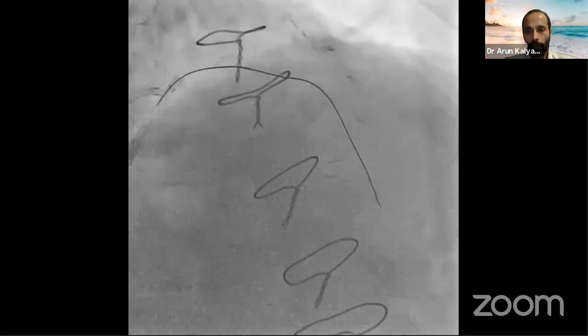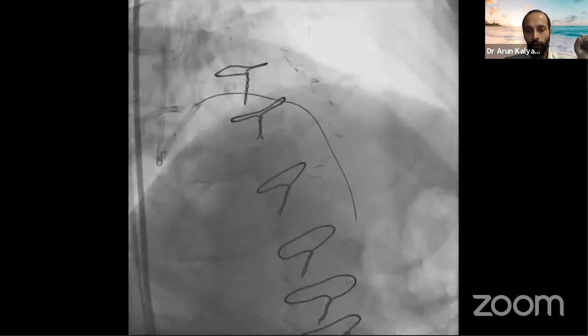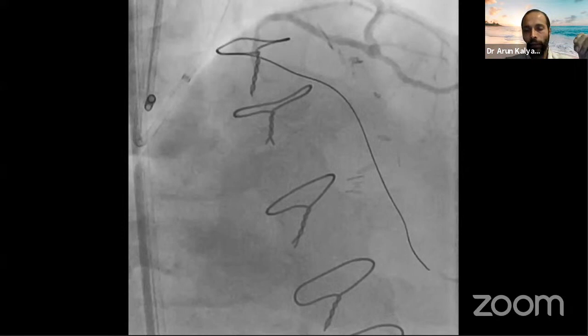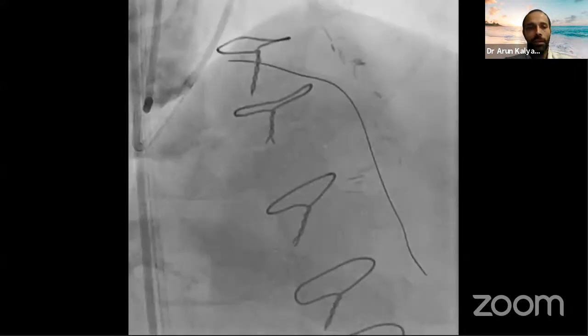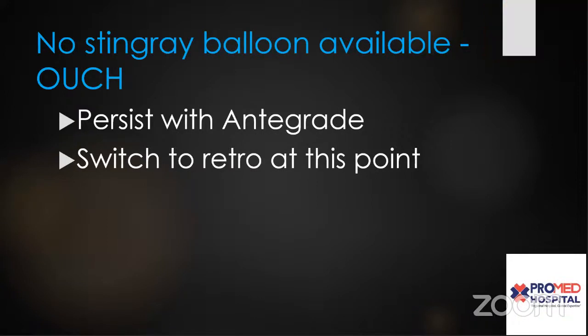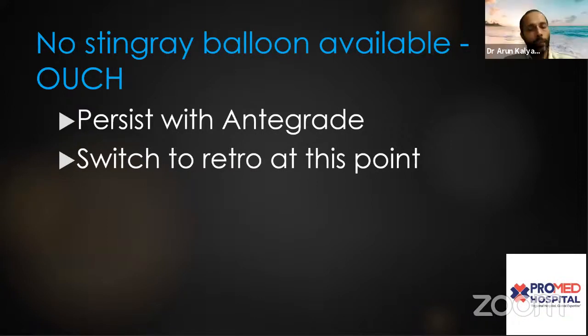However, things didn't go as per plan. I'm pretty close to where I want to re-enter, and then I find out, which can happen in a lot of third world countries, and I think most of the audience is in India, that many times you don't have balloons available. So there is no Stingray balloon, and I was told that there is, and it's not there. So what's the plan now? Do we persist with antegrade? Do we switch to retrograde?